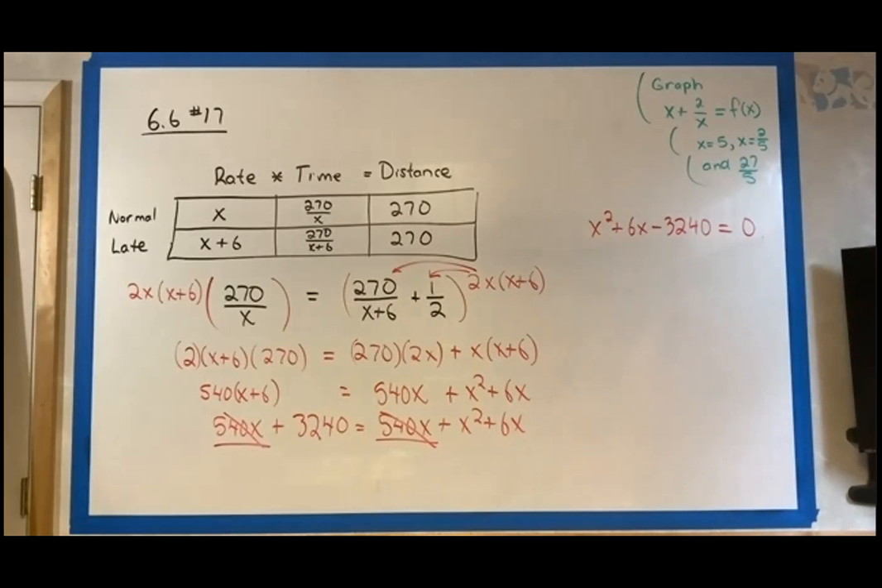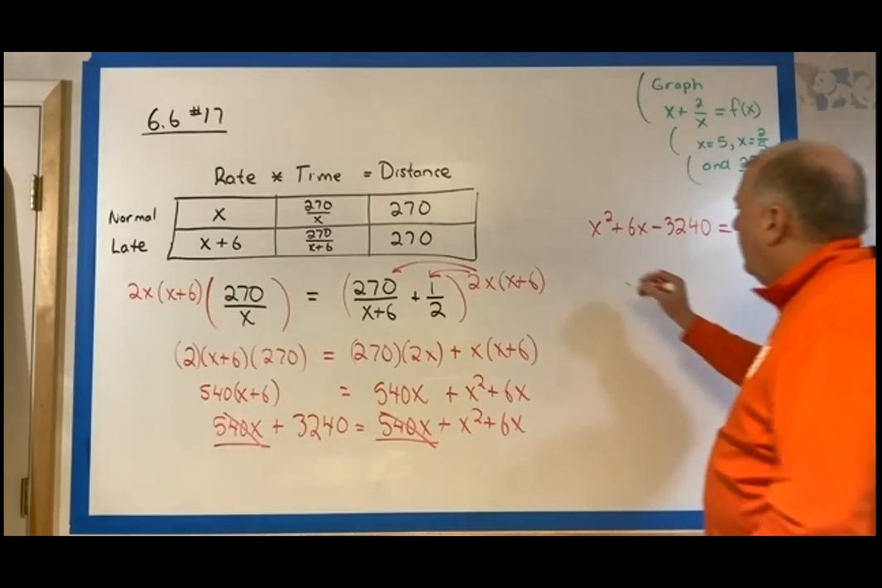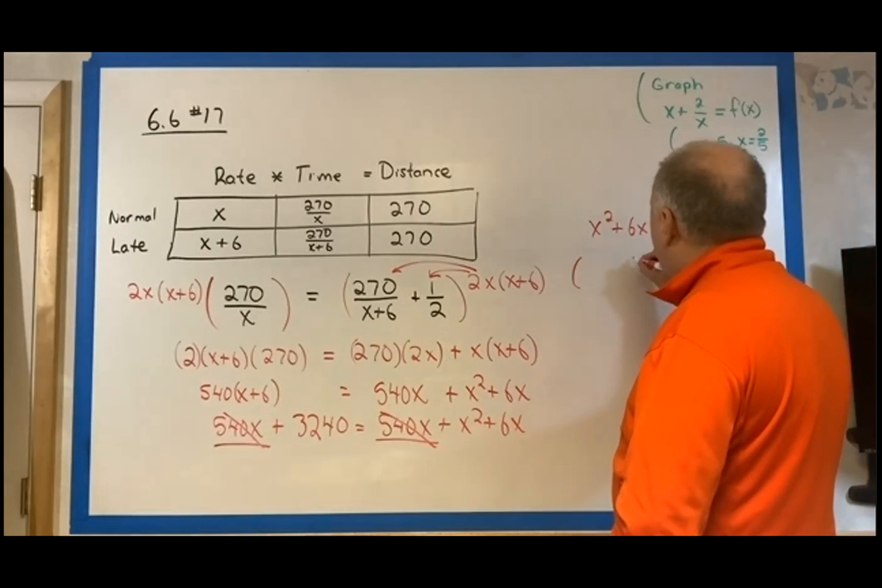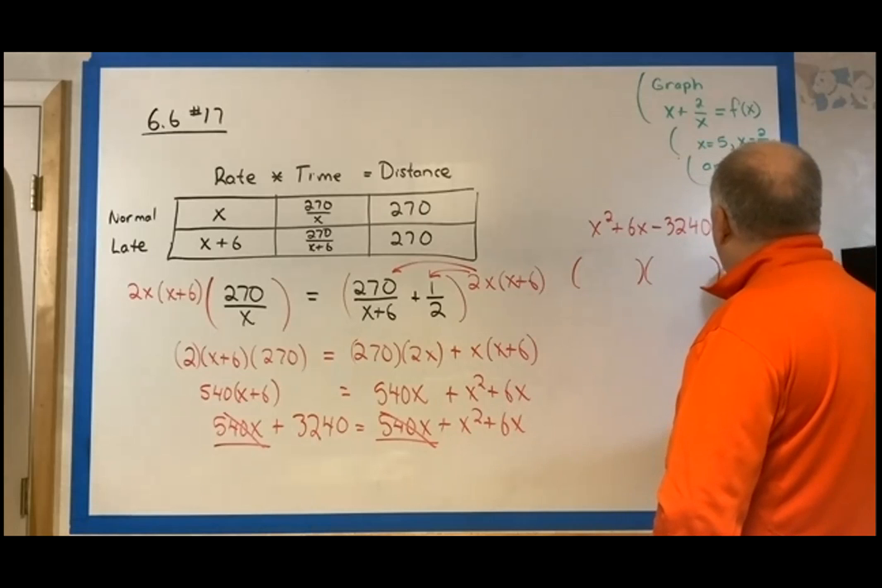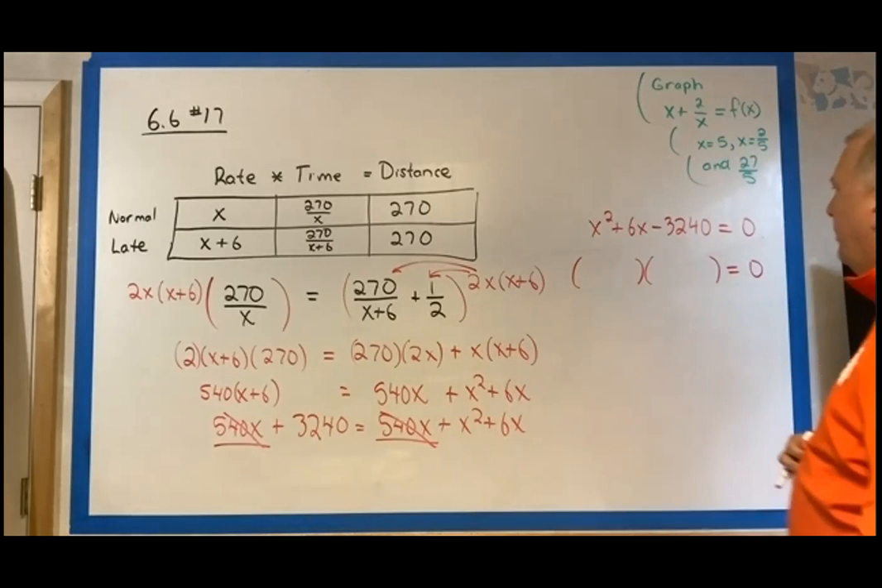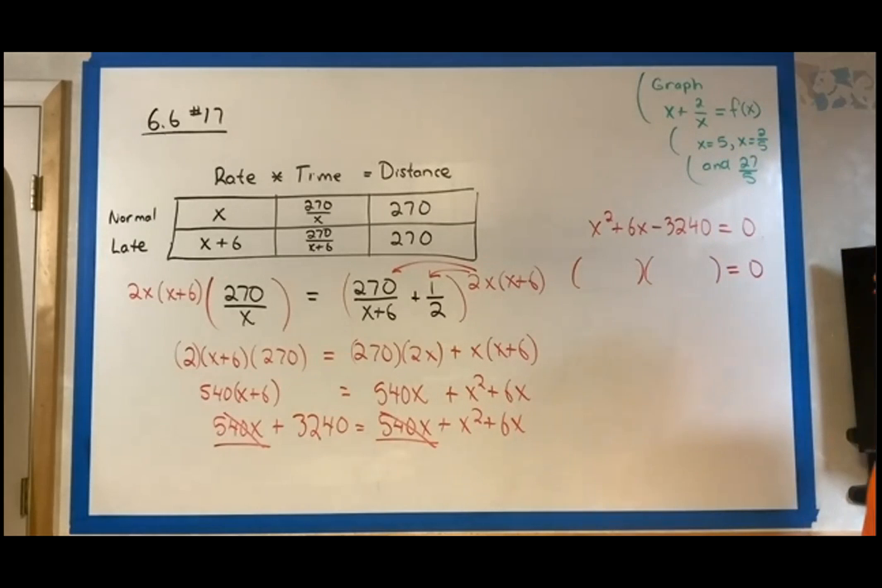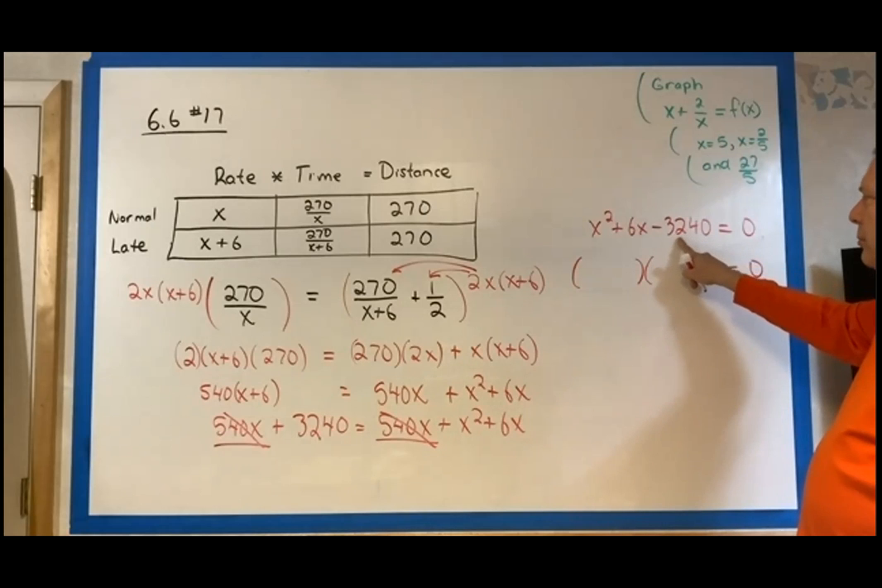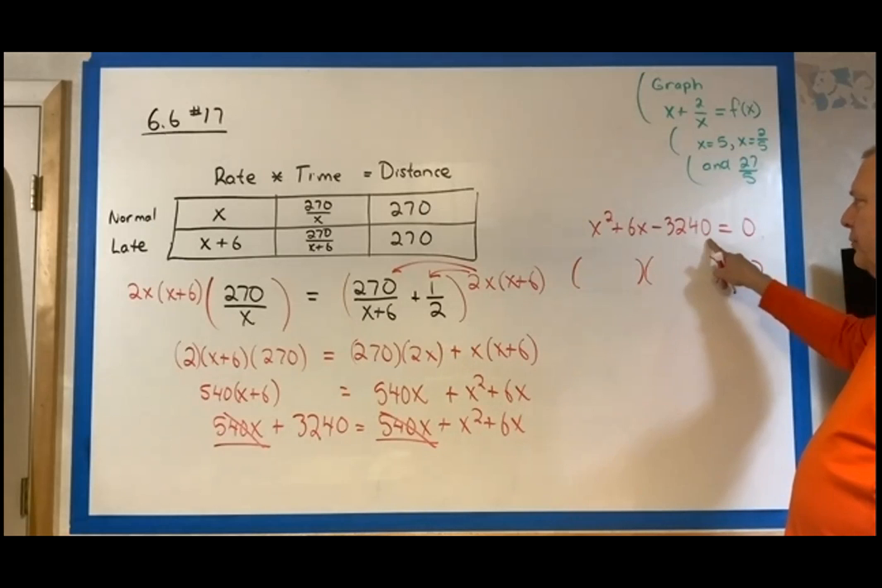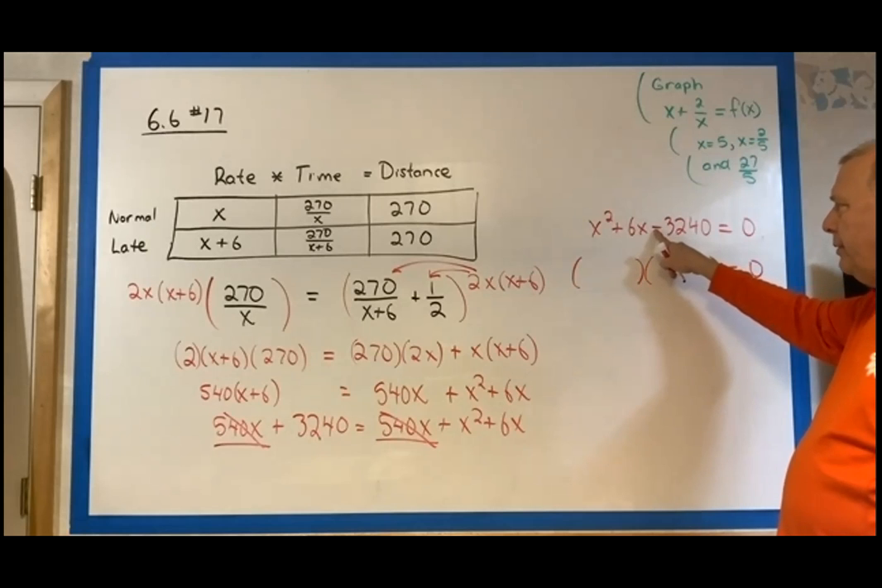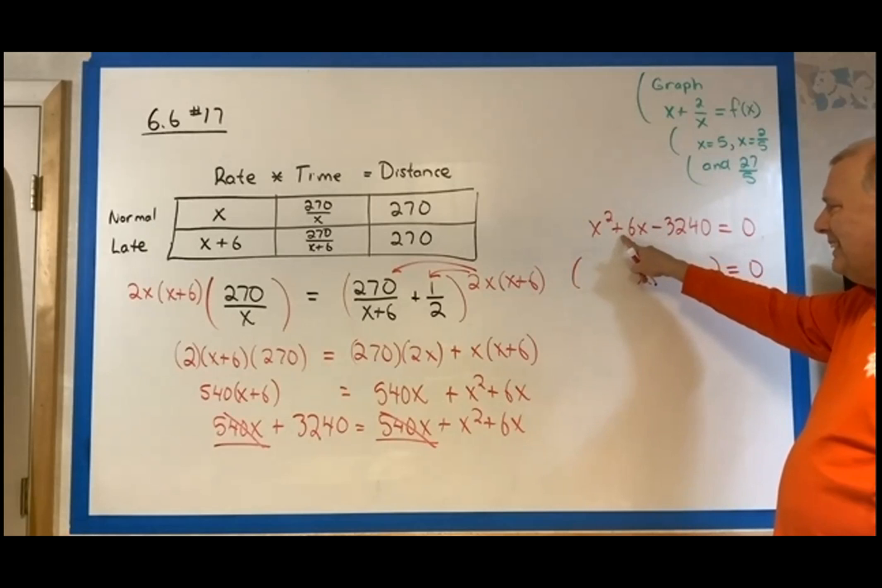Subtract 3240 from both sides. Now, ordinarily, I'm not thinking always about a calculator, but this time I might even say give up and let's work it out on a calculator. I mean, I need 2 numbers that multiply to 3240 but differ by 6.